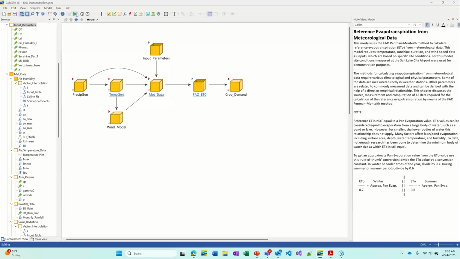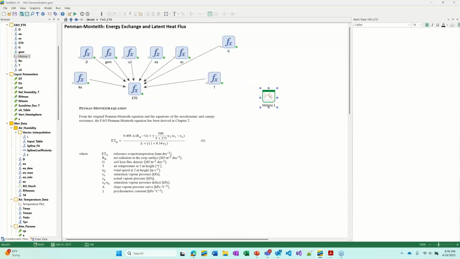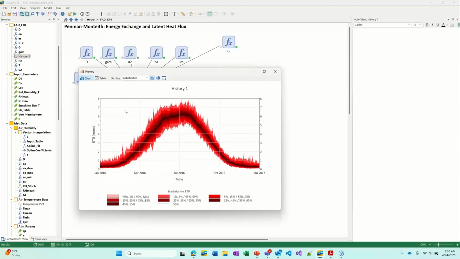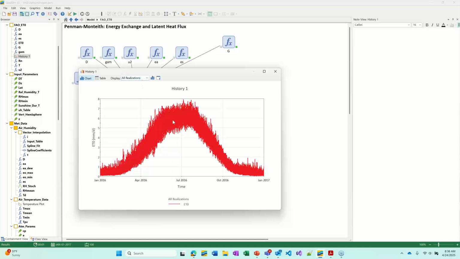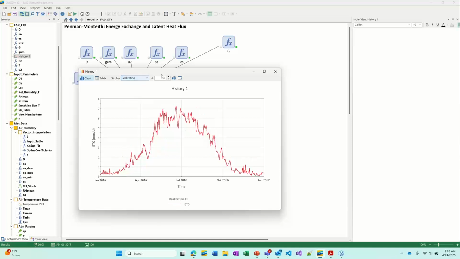All right, so with that being done, let's run the model for 100 realizations and see the impact. So I'm going into here to where we look at ETO and plotting it. Now you can see if I do a probabilities plot, right? So that's similar to all realizations. Those are all the realizations. And we can look at one realization at a time and flip through them.